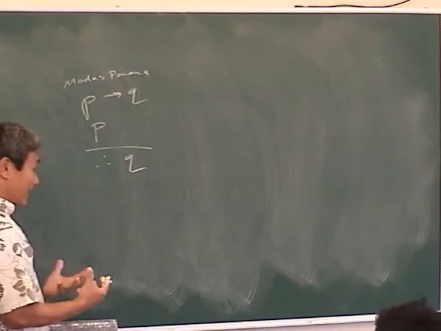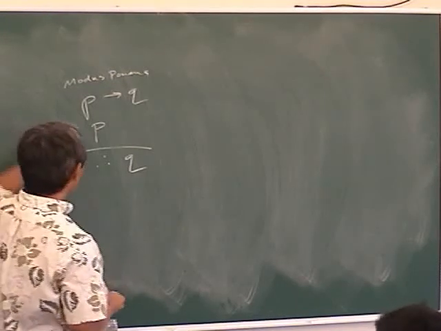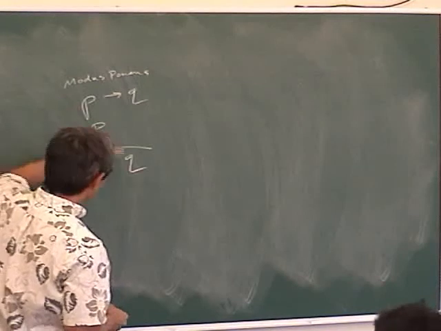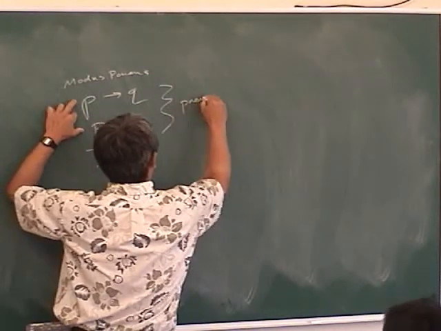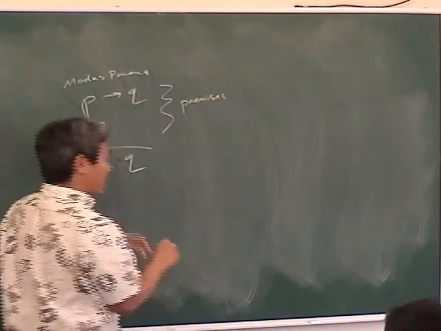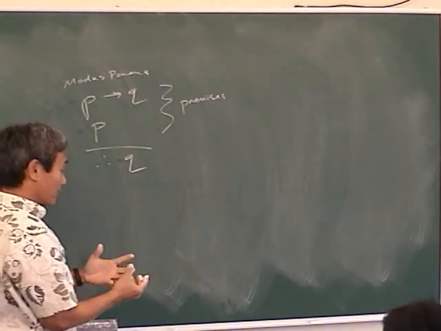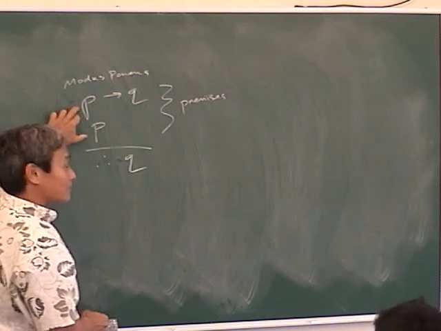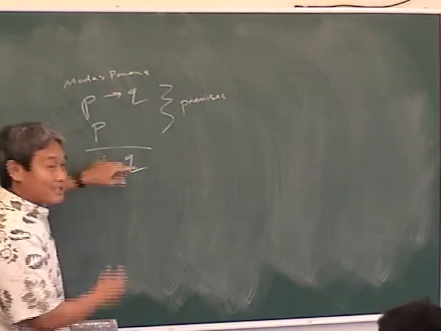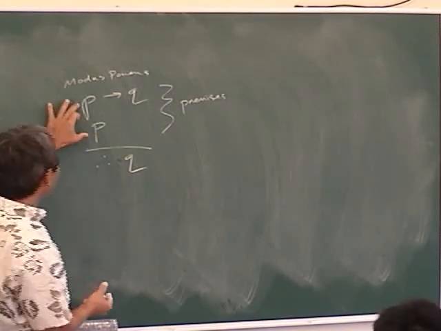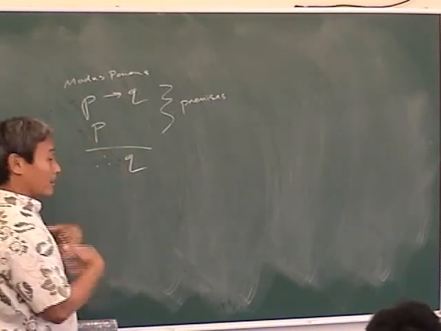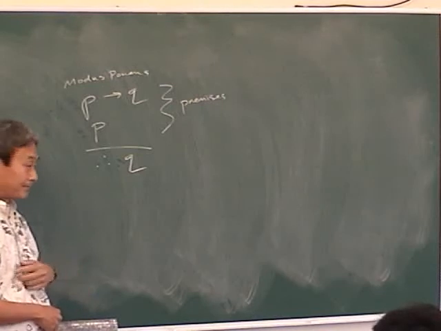Now, what is a valid argument? A valid argument means whenever these are true, this will be true. These are called the premises. Premises are statements that are assumed to be true. So if we assume these two statements to be true, then this follows from it. This is what we call a logical conclusion. So whenever these are true, if that comes out true, we call this a valid argument.